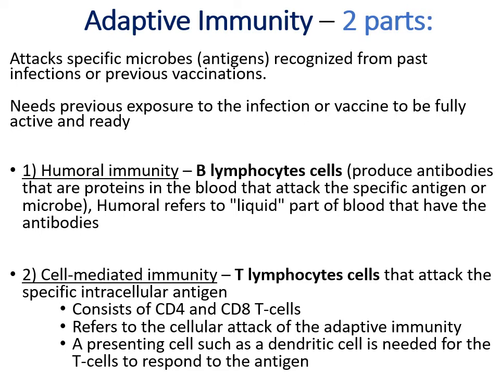Okay, so when we're talking about cell-mediated immunity, we're really referring to the part that involves the T lymphocytes and directly attack the foreign invaders. Okay, and as I mentioned on the previous slide, there's a presenting cell such as a macrophage that becomes a dendritic cell when it's presenting an antigen or a microbe to the adaptive immune system to activate it.